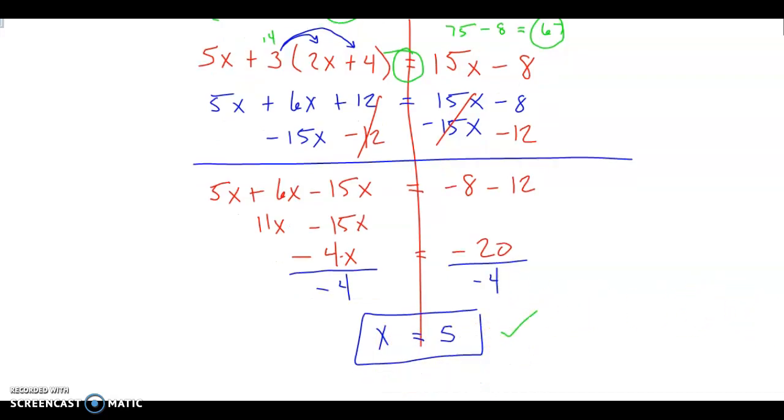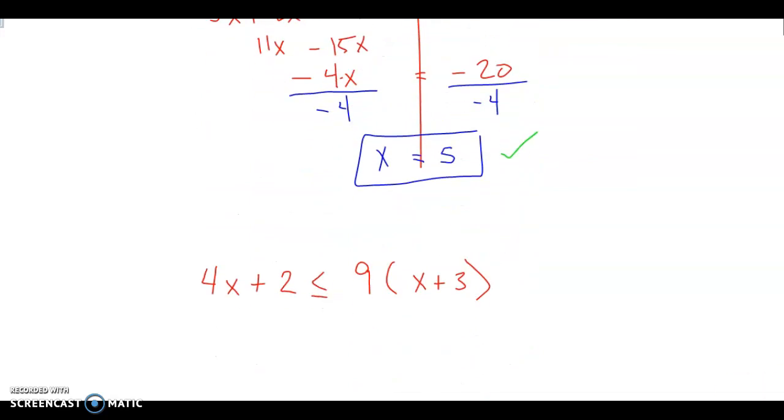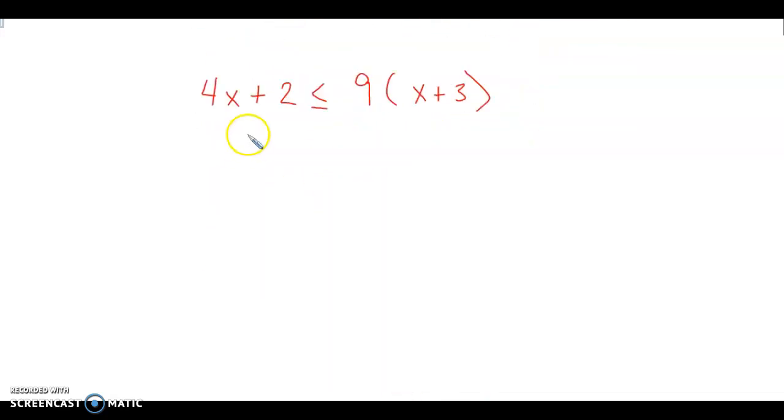Now let's check it out with an inequality. Okay, so right down here, we've got 4x plus 2 is less than or equal to 9 times x plus 3. All right, it's going to be the same steps. The only difference is we have an inequality sign. That's it. All right, so that's going to be my middle. I'm going to draw a line right down through there.